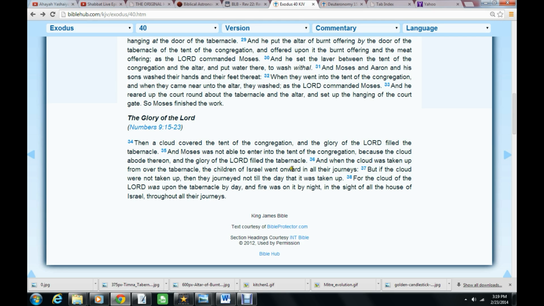And when the cloud was taken up from over the tabernacle, the children of Yis-RoyAl, Israel, went onward in all their journeys. But if the cloud were not taken up, then they journeyed not till the day that it was taken up. For the cloud of the Most High was upon the tabernacle by day, and fire was on it by night. So this overnight, this is all happening too, in the sight of all the house of Israel throughout all their journeys.